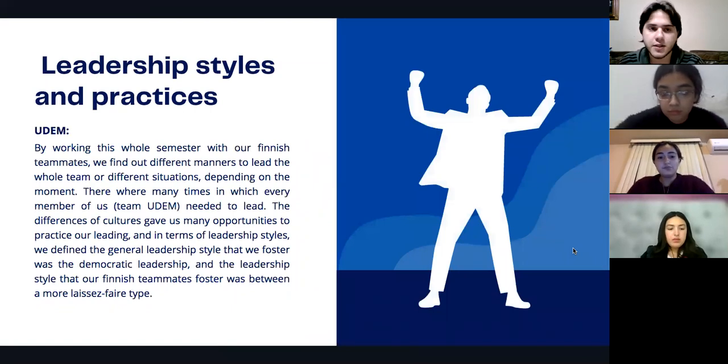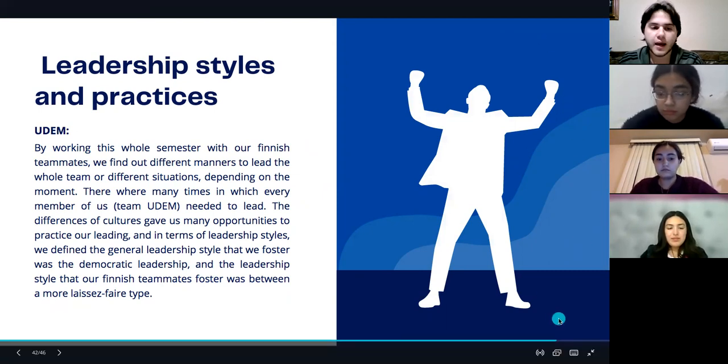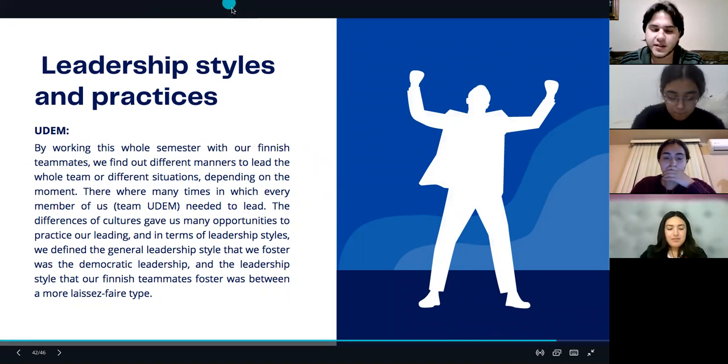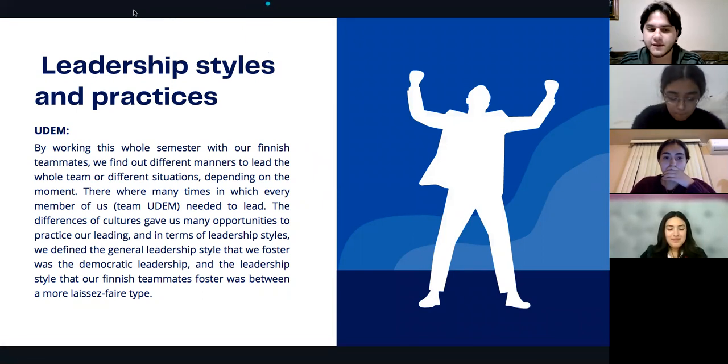Okay, about the leadership styles and practices that we had during this whole project. During the semester, we had the opportunity to practice our leadership in many problems and situations. And specifically, we think that our leadership style in general emphasized democratic leadership, while the Finnish teammates fostered a leadership more of the laissez-faire type.